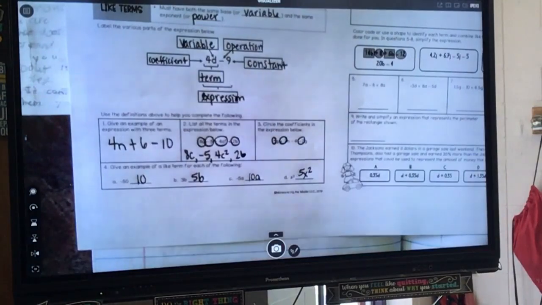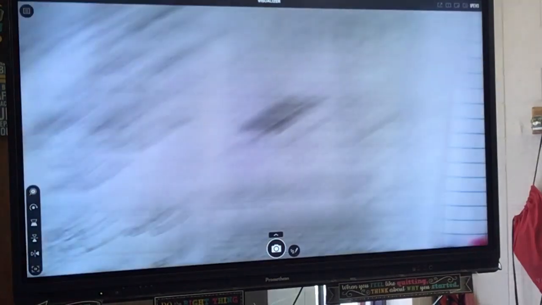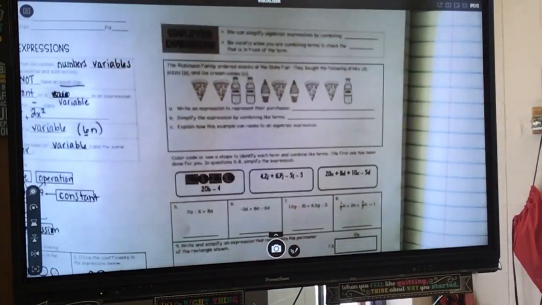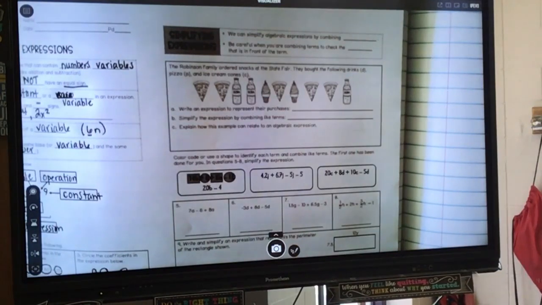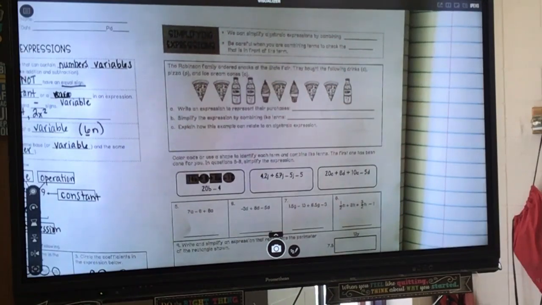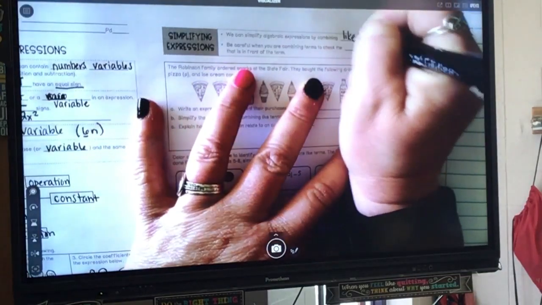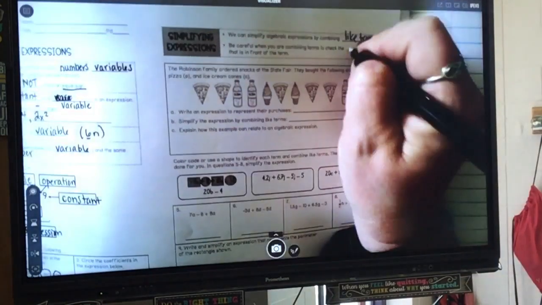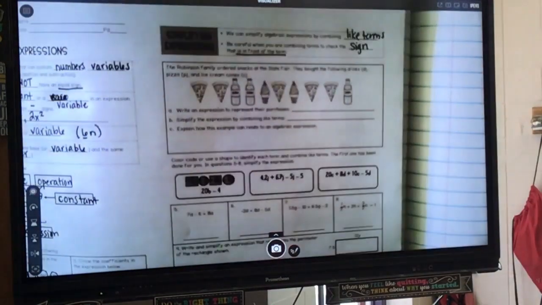Alright, so again, this is just kind of a refresher of stuff that we've already talked about this year. So now we're going to slide up to the top right side. We are going to talk about simplifying expressions. Simplifying expressions is just that. You're doing what when you simplify an expression? You want to make it what? Smaller. Alright, so we can simplify algebraic expressions by combining like terms. And be careful when you're combining like terms to check the sign in front of the term.